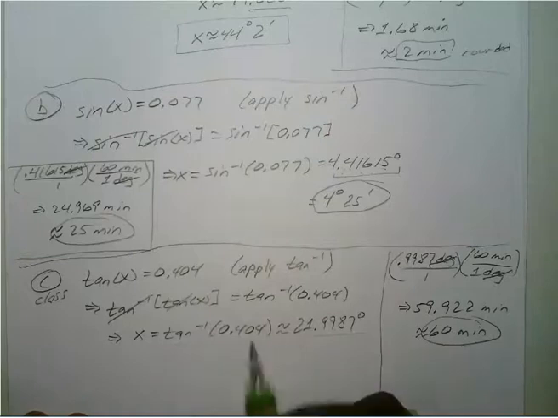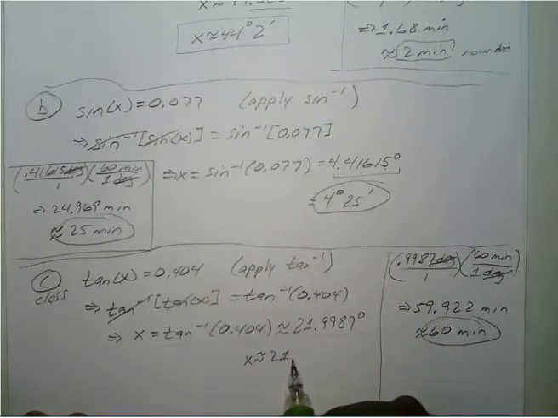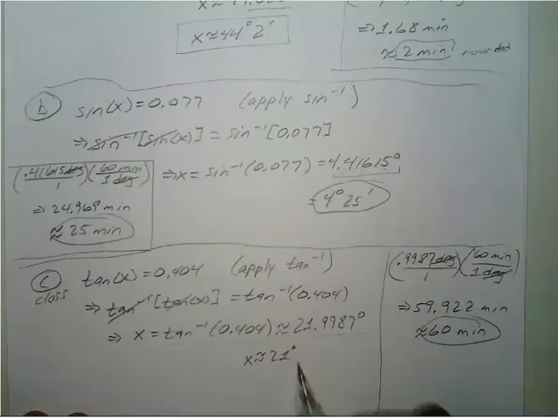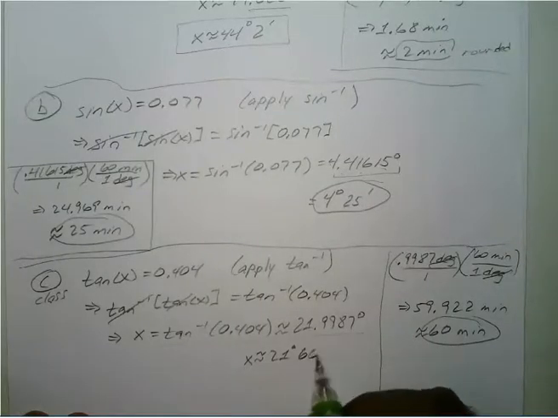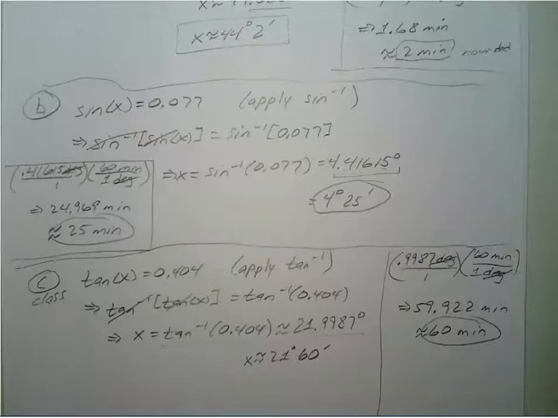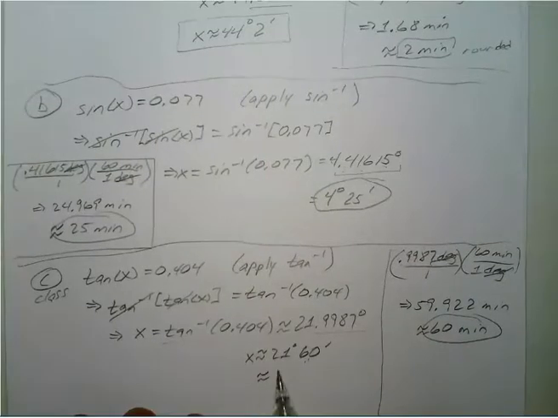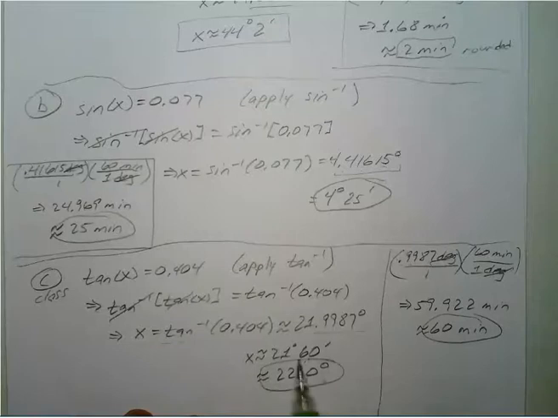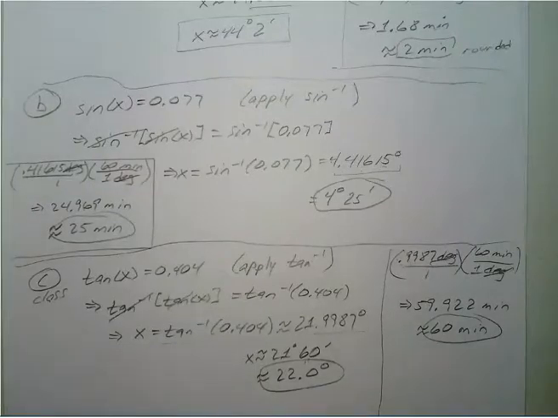Okay, so this ends up becoming 21 degrees and 60 minutes. But we can't leave it like this because 60 minutes is just 1 degree. So you have 21 degrees plus 1 degree. So it's approximately 22.0 degrees, rounded to the nearest minute.